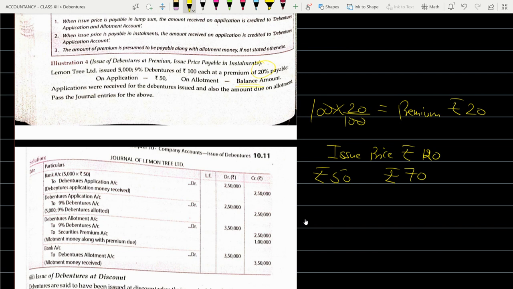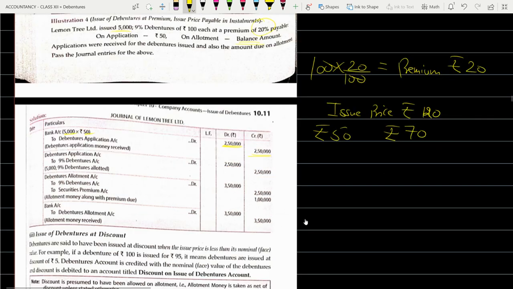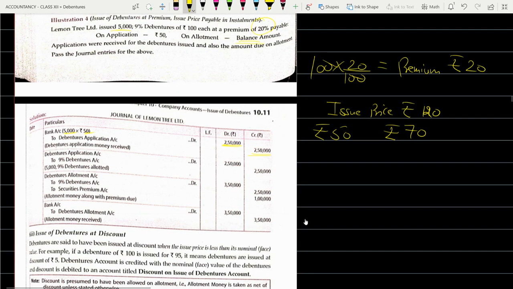First journal will be for the application money received, bank account debited to debenture application account. So 5,000 debentures, because the company is coming for the issue of 5,000 debentures, into 50 rupees. So this gives you 2 lakh 50,000 rupees. Similarly, debenture application account will also be for rupees 2 lakh 50,000. Any doubt in the first journal? No, sir. Okay. The second journal, the amount to be transferred to the debenture account.